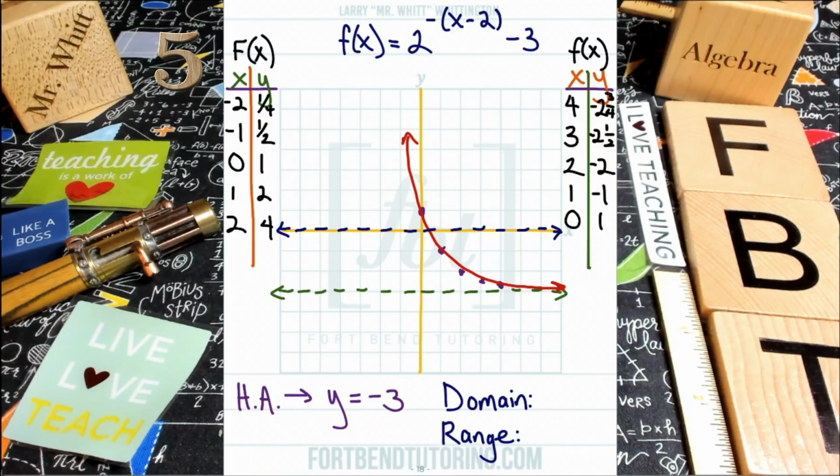All right. And then I'll be plotting the points from the original parent function. That's going to be at -2 1/4. That'll be a point right here. Then you'll have a point at -1 1/2. That'll give you a point here. You have a point at 0, 1. That's going to be right here. And then you'll have a point at 1, 2. Gets us here. And then at 2, 4. That goes right here.